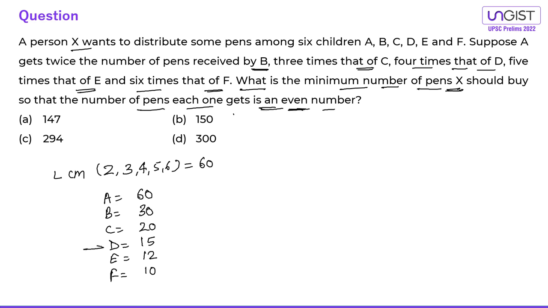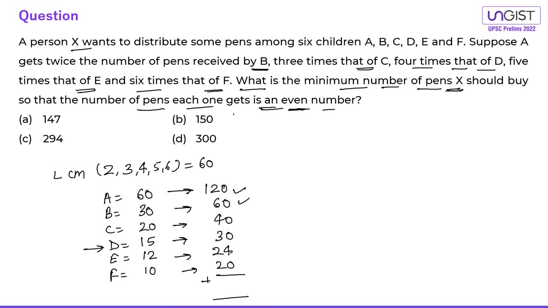Here D is not getting an even number. So friends, we need to multiply all the numbers by 2. So we start with 120, 60, 40, 30, 24, and then 20. Now please add them: 120 plus 60 is 180, 180 plus 40 is 220, 220 plus 30 is 250, 250 plus 20 is 270, and then 24, so 294. So the total number of pens will be 294. The correct answer is 294. All right, everyone, fine. Okay, now let's move to the next one.